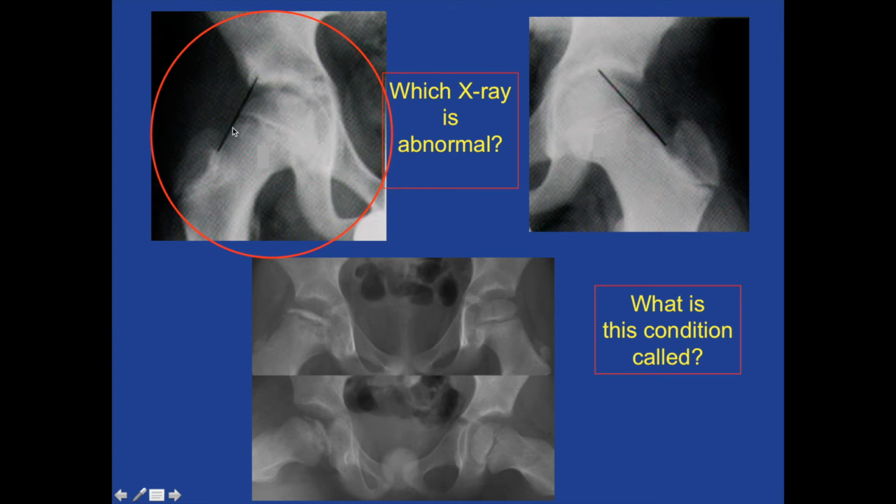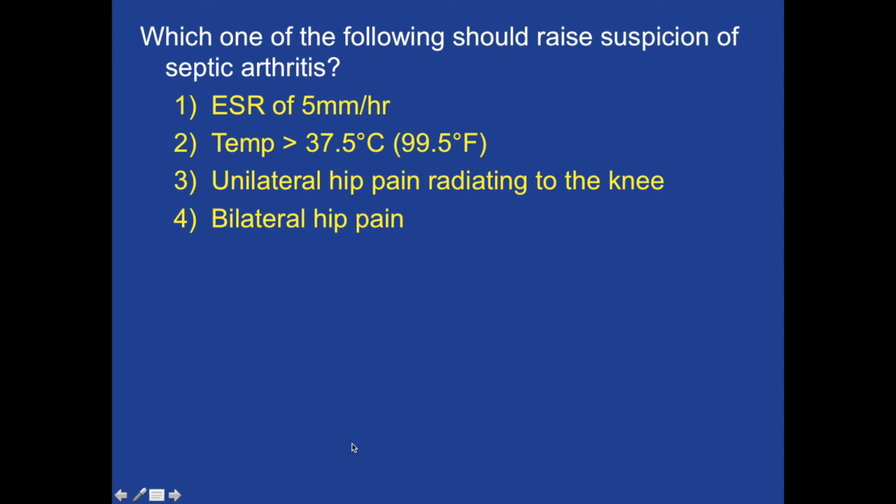And then looking at this x-ray, what is this condition called? It's the painless limp. It's called Legg-Calvé-Perthes disease, and this is the abnormality right here. This is your AP view. This is your frog leg lateral.